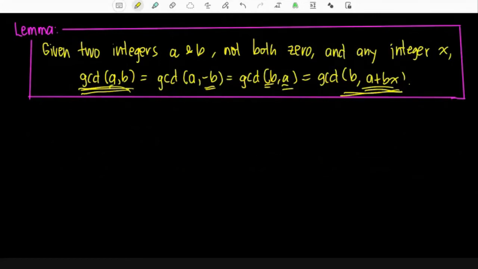Pwede mong palitan ng negative yung isa, pwede mong pagpalitin ng posisyon, or pwede mong tanggalin yung isa, papalitan mo ng A plus BX. A linear combination, a specific linear combination ng A, B. A plus BX. Yan. Okay. So later, I'll illustrate the process as I explain the Euclidean algorithm.